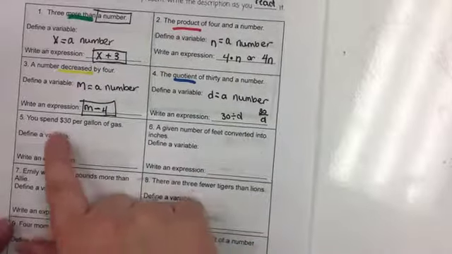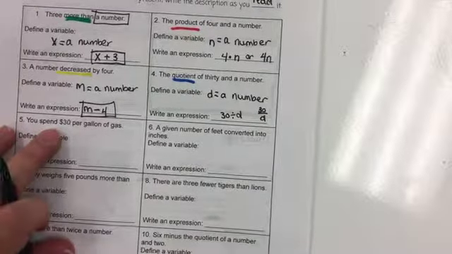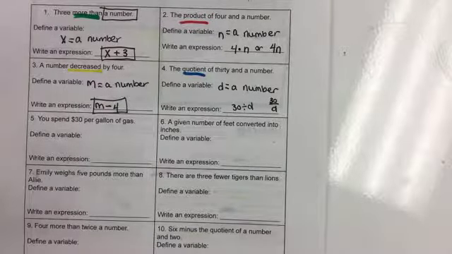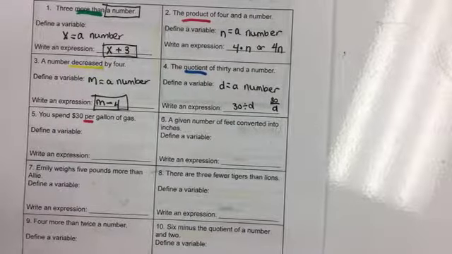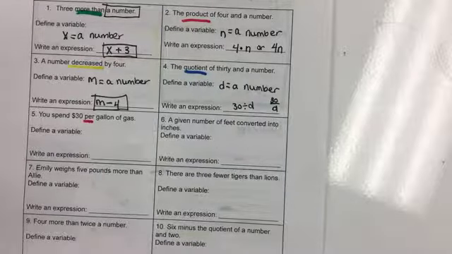All right, next one. You spend $30 per gallon of gas. So think about this. You're spending $30 for 1 gallon, $60 for 2 gallons, $90 for 3 gallons. So when we think about this here, the word per is actually going to be a multiplication word for us.